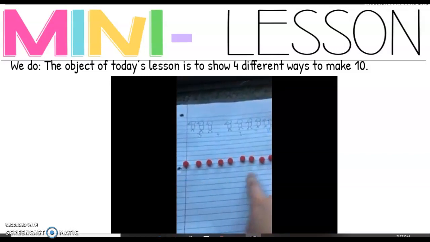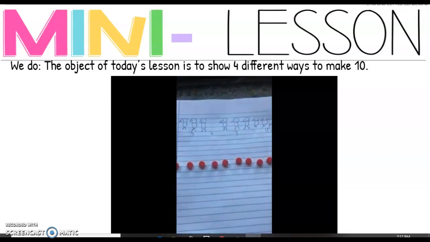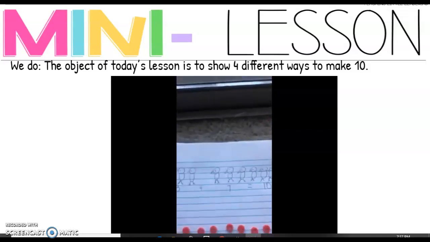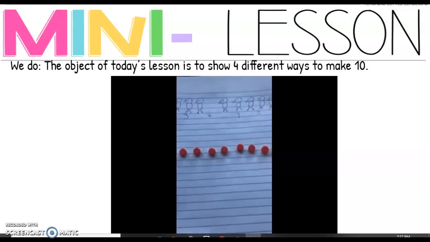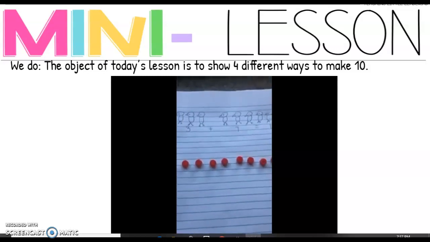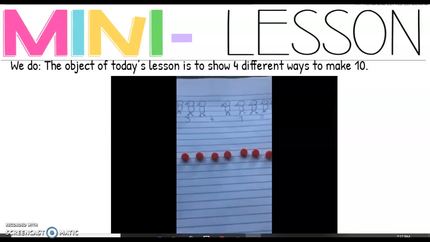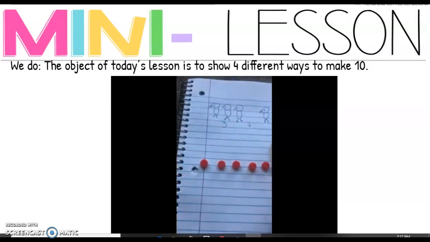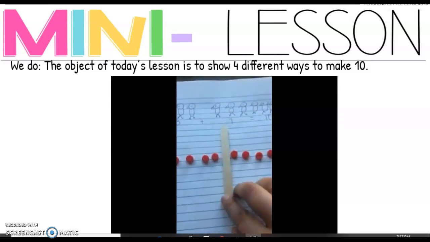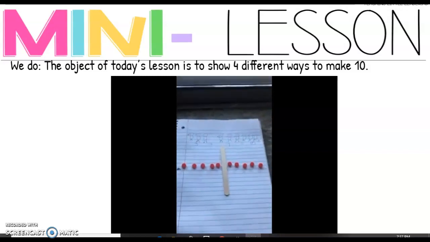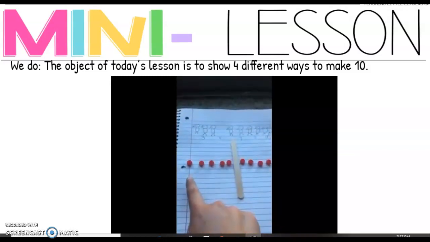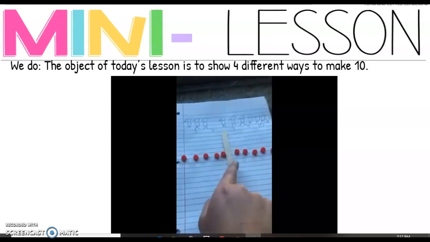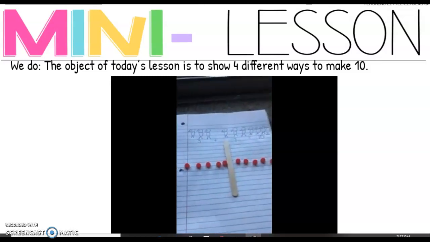Okay, so these beads, remember, we're pretending are our birds that are on the wire. And we've already done 3 and 7 to make 10, so this time it has to be different than that, but it can be any way we choose. So I think I'm going to split our wire right about here. So I'm going to put my popsicle stick in the middle, and then we're going to count how many birds or beads are on this side of the popsicle stick and how many are on this side to make 10.